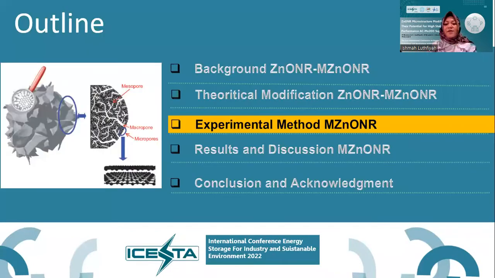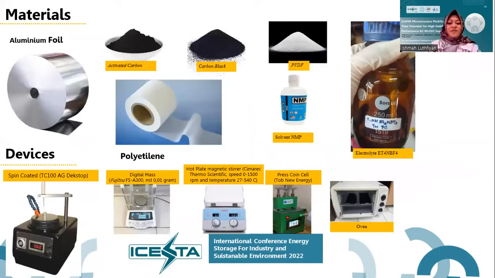Next, I want to present the experimental method I use. For the first step, you must prepare the aluminum and activated carbon black. The binder is PVDF, and the solvent is NMP. I make the electrolyte 1 molar Et4NBF4. For the devices, I use a spin coater, a digital mass balance, a laser, a hot plate, a press for the coin cell, and an oven.